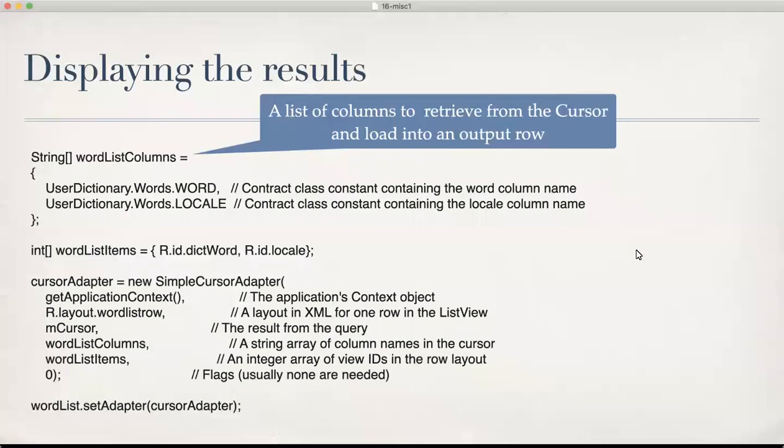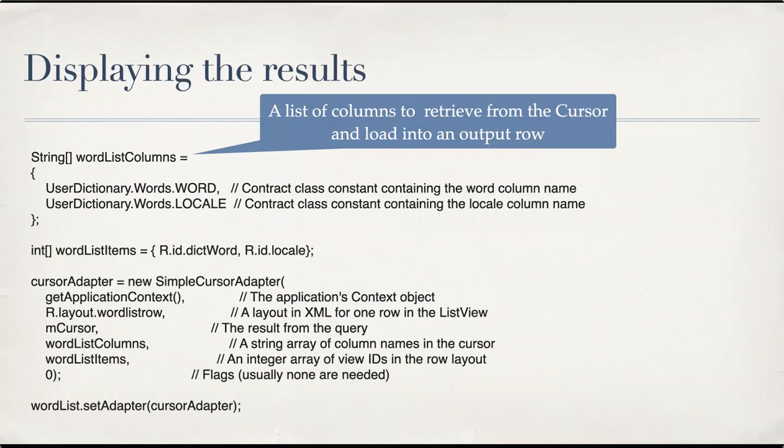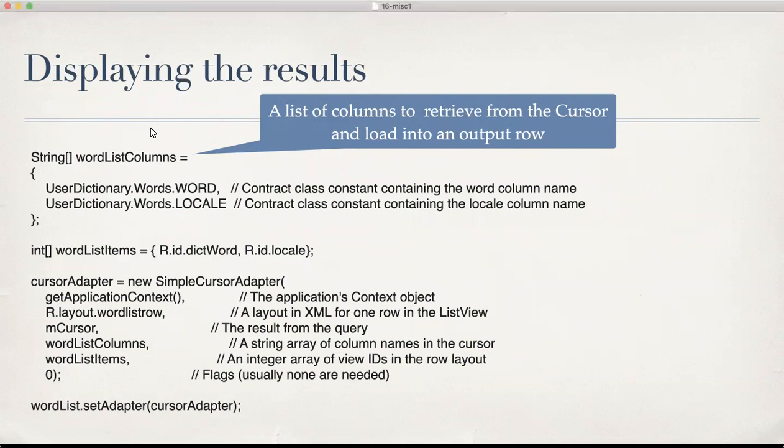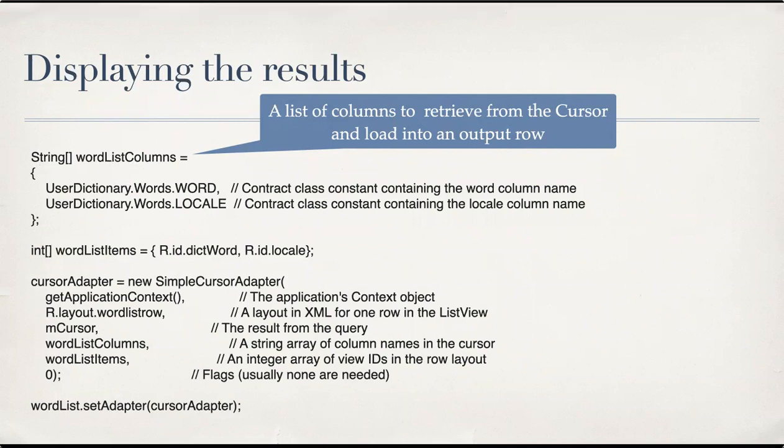Okay, so we saw how to query the results. Now, how to display the results. And that's basically where we'll put in the list adapter in place, just like our recycler view adapter. So you can get the query results by creating columns from the cursor that you want to look at.